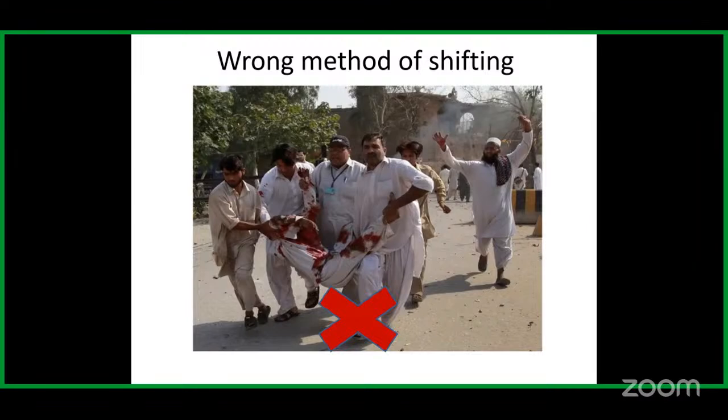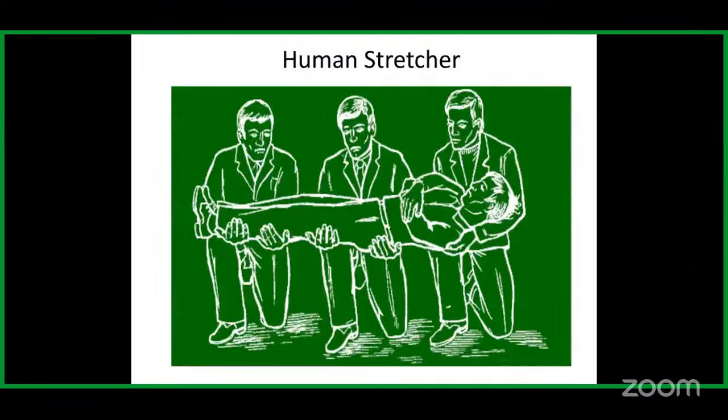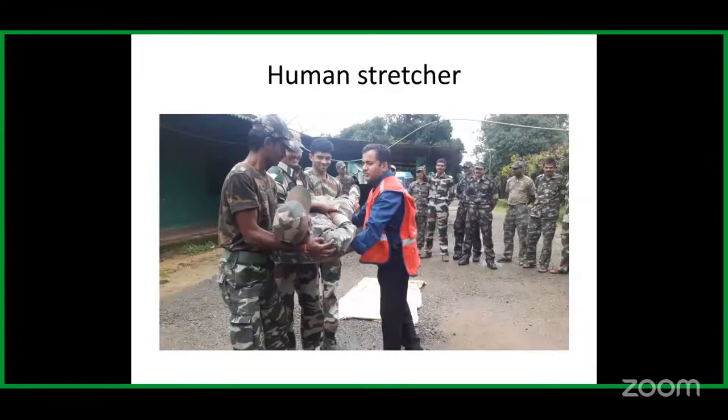The simplest method for transporting such an injured person is the human stretcher. If you can see this picture here, three people are sitting down in a three-leg down position, extending their hands, supporting the neck, back, thigh, and the leg portion. Once they stand up, you can make out that it will act as a stretcher. We can use this simple method. You can see that the leg and the hand portion is not held. It is supported. This is again from one of our trainings.